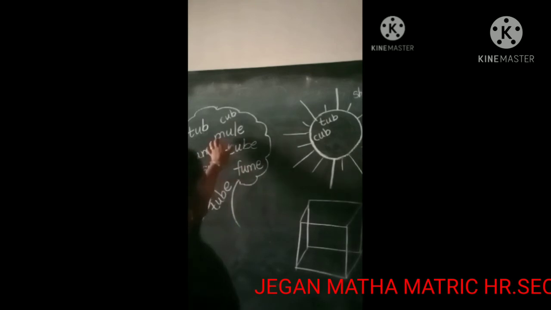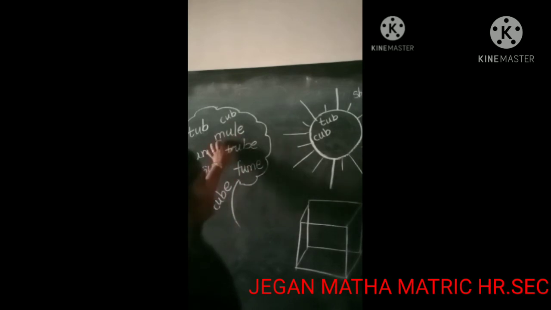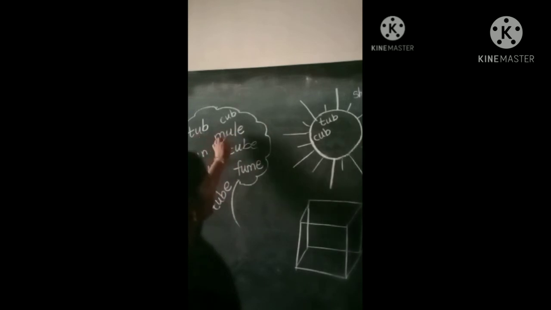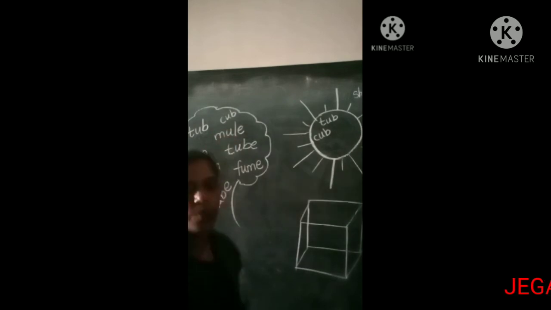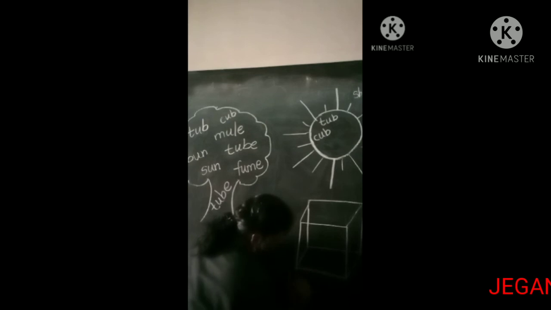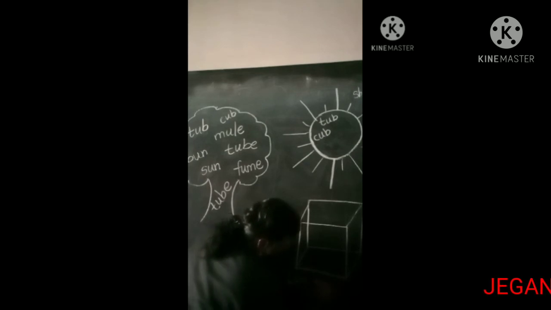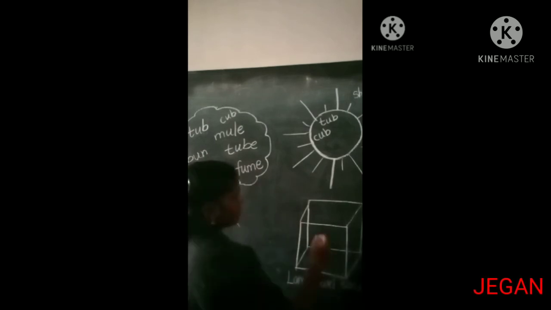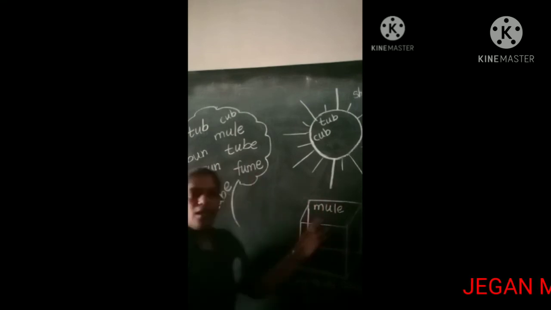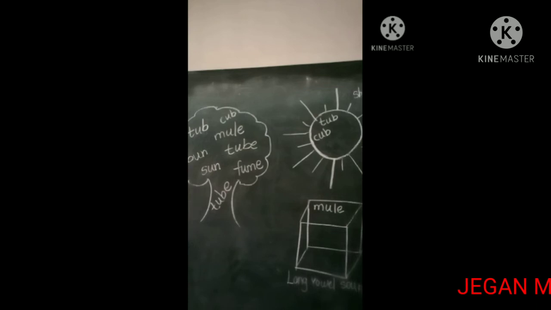Mule. What is this? Mule. U-E, mule. So here we can hear the name of the letter U. So we are going to write mule here, because mule has long vowel sound. M-U-L-E, mule. Okay, kids.